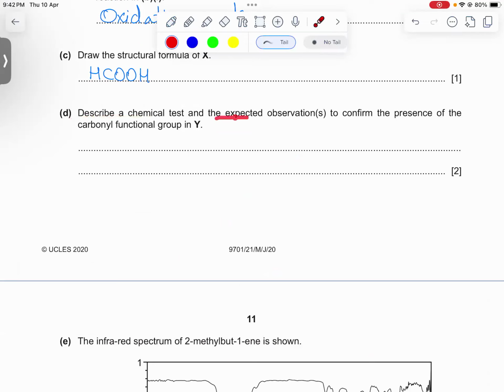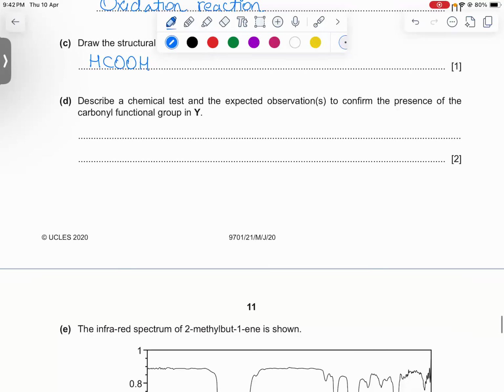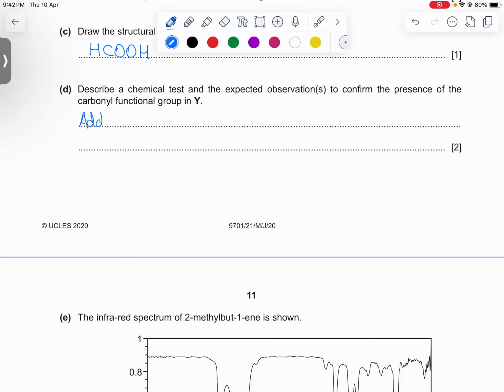Describe a chemical test and expected observations to confirm presence of carbonyl functional group in Y. How can we confirm carbonyl functional group? There is only one test that we require to confirm the presence of carbonyl functional group, meaning to confirm presence of aldehyde or ketone, and that is to add 2,4 DNPH. What is 2,4 DNPH? DNPH stands for dinitrophenyl hydrazine. Add 2,4 DNPH to unknown sample.